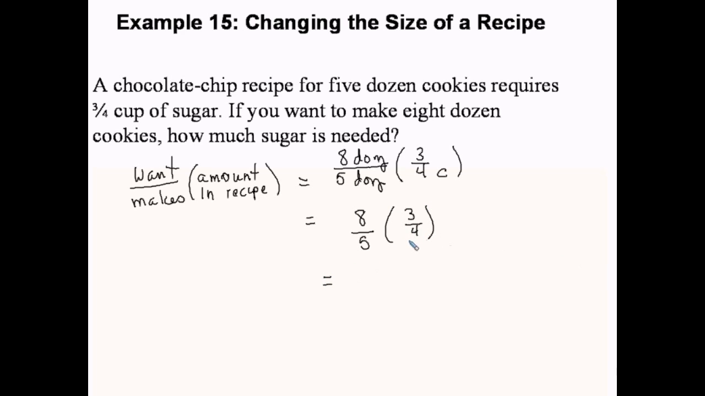And I can either reduce first and then multiply, or multiply then reduce. Which would you guys prefer I do? Reduce first? Okay. 4 divides by 4 and 8 divides by 4, so those cross cancel. So I get 2 times 3, which is 6. 5 times 1 is 5. So 6/5 of a cup. So this is 1 1/5 cups of sugar.